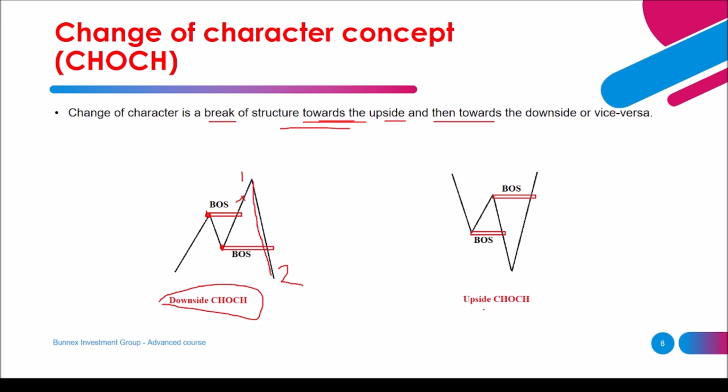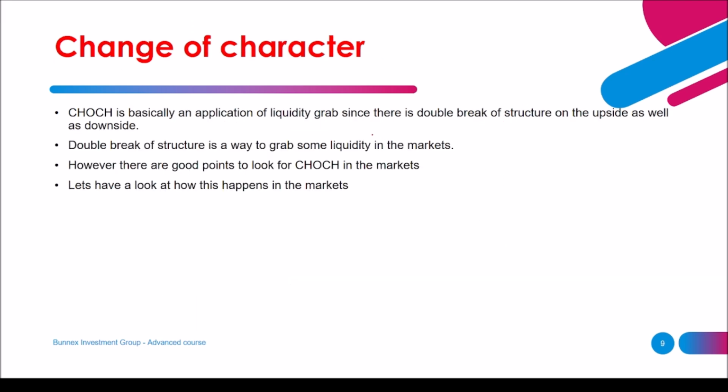Then for an upward change of character, we may see this impulsive move breaking this structure, right? Breaking this low. Then later we saw this breaking this structure, a double break of structure, up and down like that, right? This is to simplify how most people define this concept. So CHOCH is basically an application of liquidity grab since there is a double break of structure on the upside as well as on the downside.